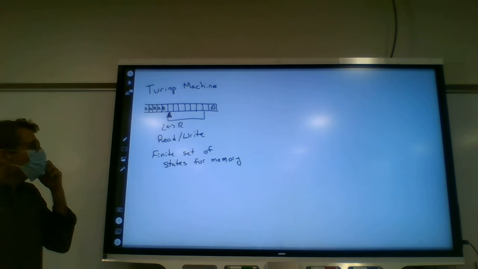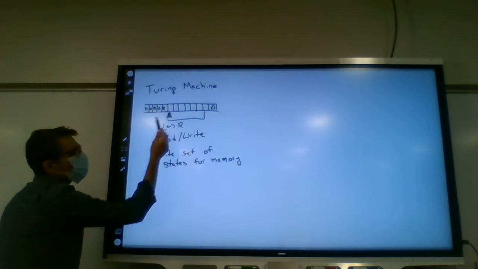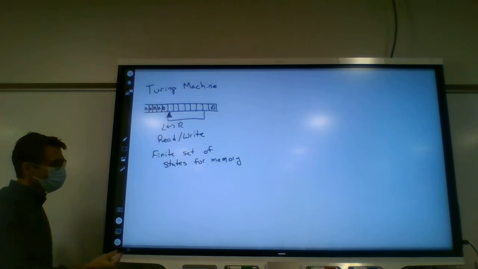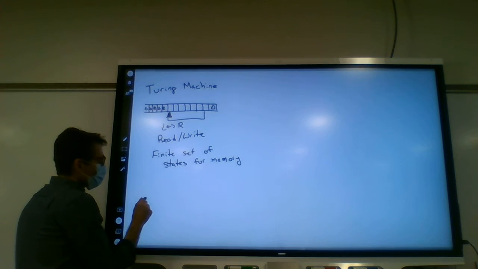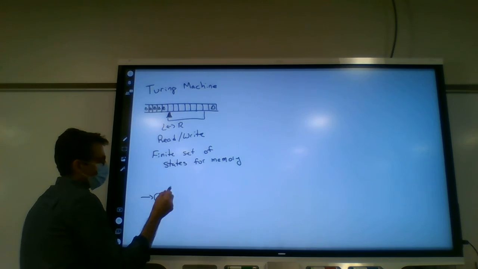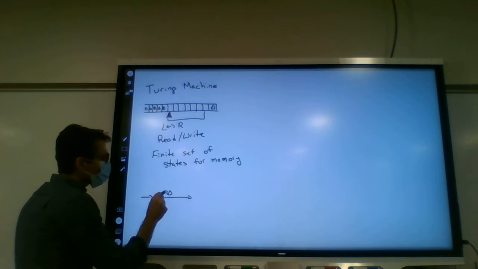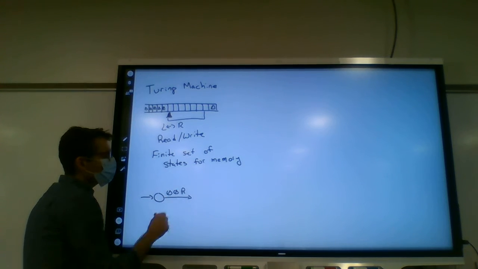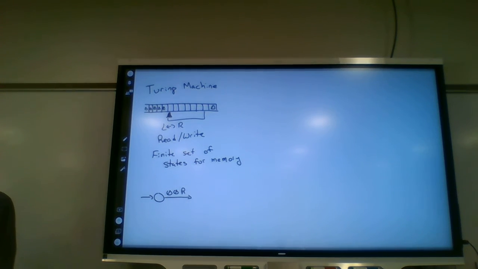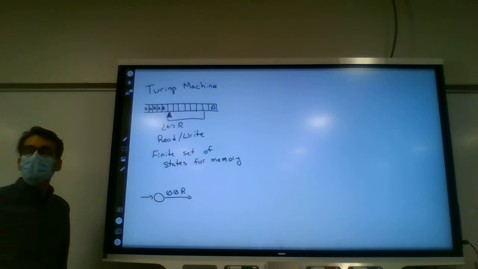Okay, we can do things like describe what the head is doing by things like this. We might have a state and then say, for instance, if we read a 0, let's write a 0 and then move the head 1 unit to the right. So this is the kind of description that we'll have in our machine. So this would say, read a 0, write a 0, move 1 unit to the right.